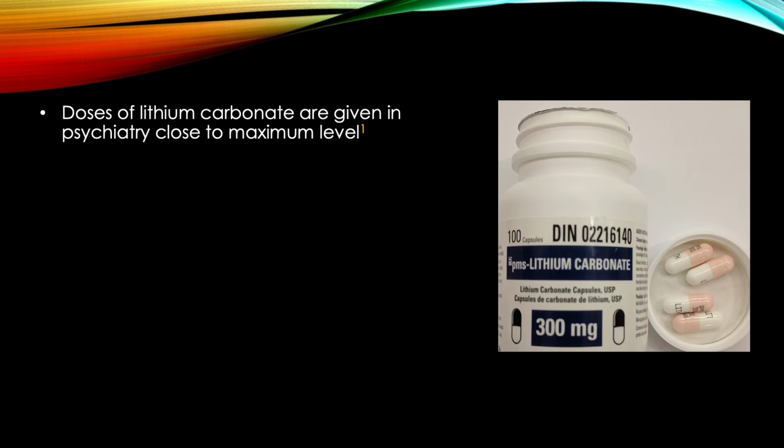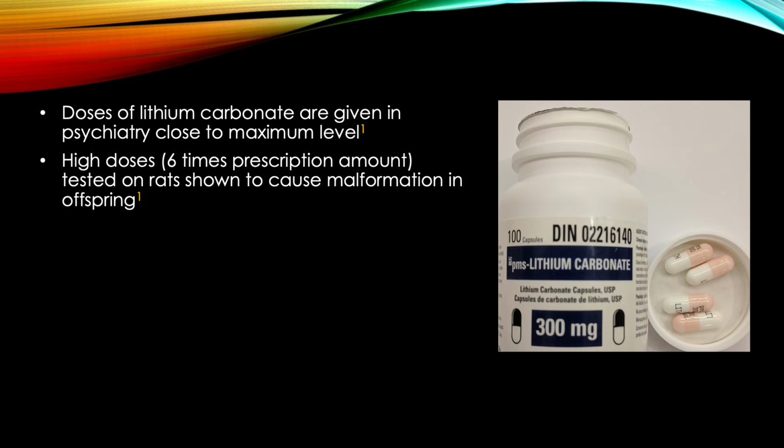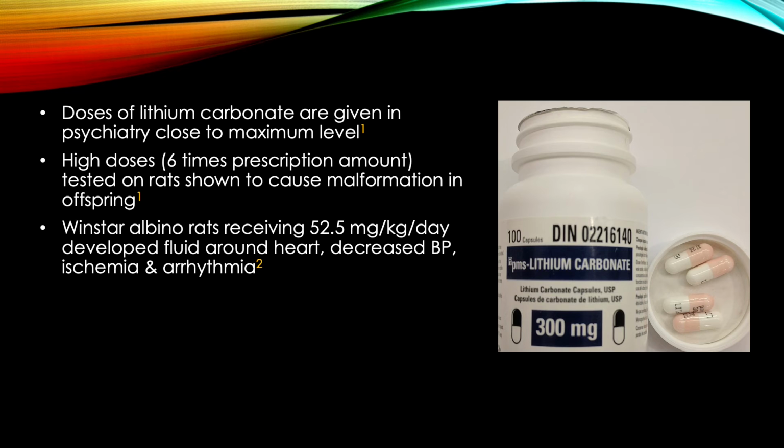Doses of lithium carbonate are given in psychiatric medicine close to the maximum level. High doses, up to 6 times that amount, that were tested on rats cause malformation in offspring. Wistar albino rats received 52.5 milligrams per kilogram of body weight per day. They developed fluid around the heart. They had a decrease in their blood pressure, ischemia, and arrhythmia. A concentration of about 20 milligrams per liter can be lethal.